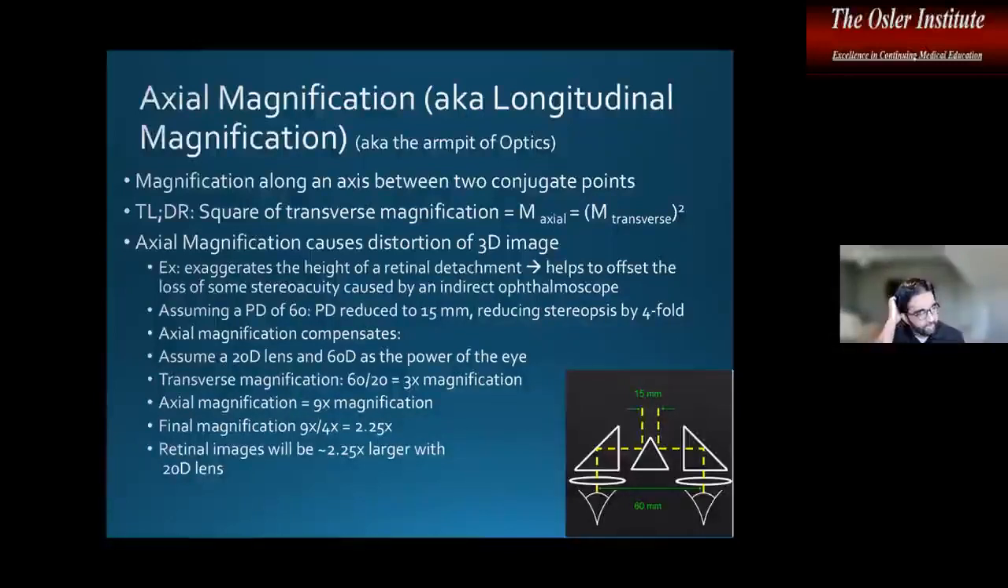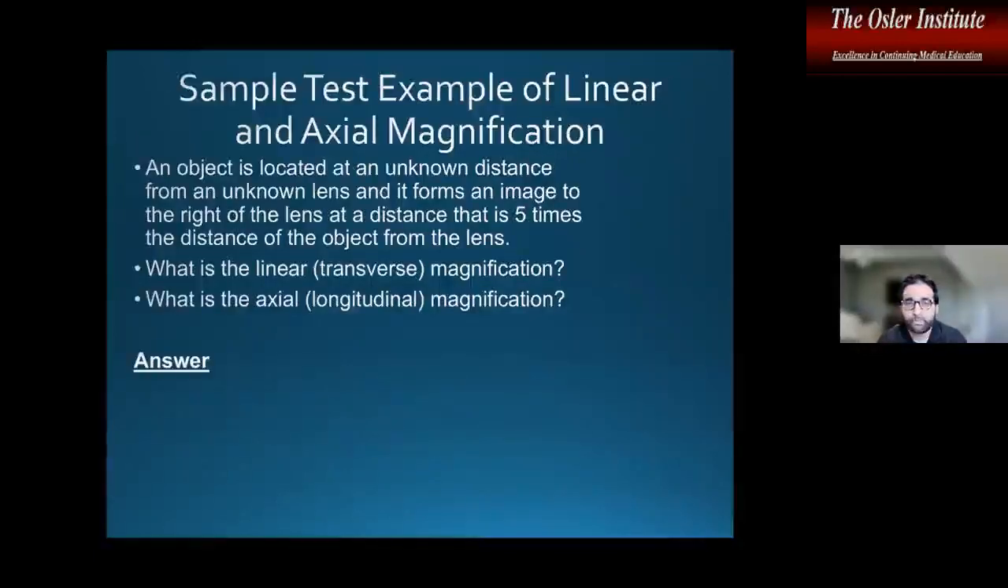So basically, when we look at the retina with the 20 diopter lens, with these numbers that we've given here, we're going to get about a 2 to 2.5x magnification when using the 20 diopter lens. Okay, so you can see again, this is why there is some relevance to what we do. But let's talk about how it's going to show up on the exam.